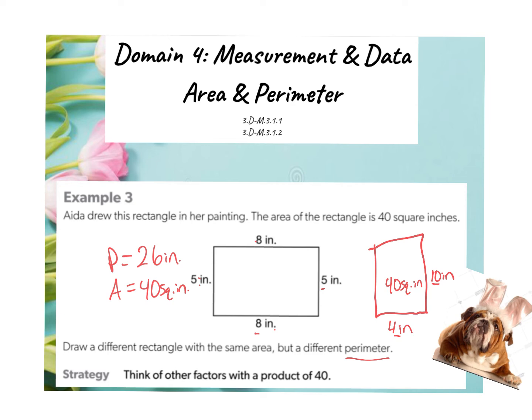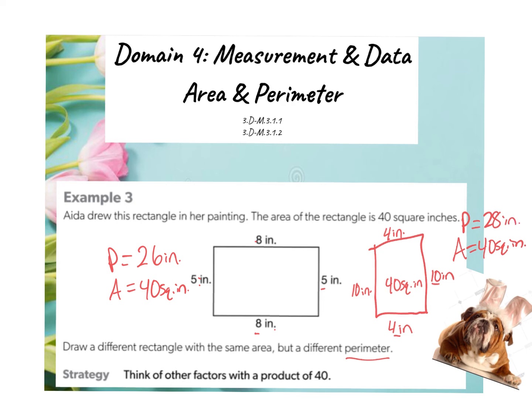So over here, I know that this area is the same, 40 square inches, because I know that 10 times 4 is 40. But what we are going to do now is find the perimeter of this new rectangle. So if this side's 10, this side has to be 10 inches. If that side's 4, this side also has to be 4 inches. So let's add up all the sides. 10 plus 4 plus 10 plus 4. Well, I know 10 plus 4 is 14, and 14 and 14 is 28 inches.